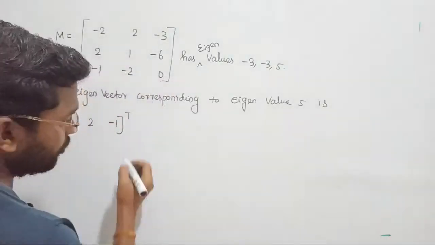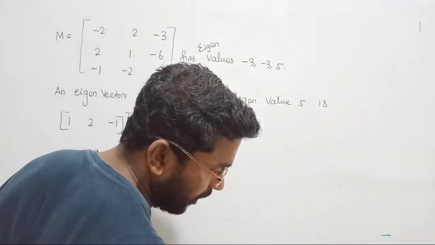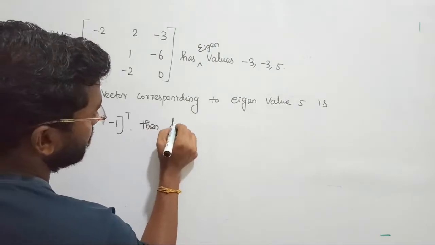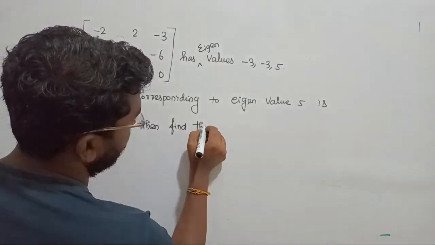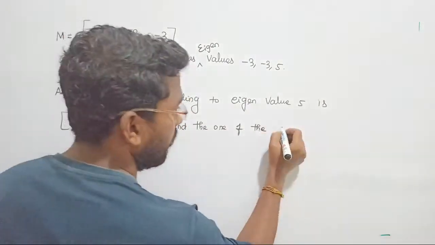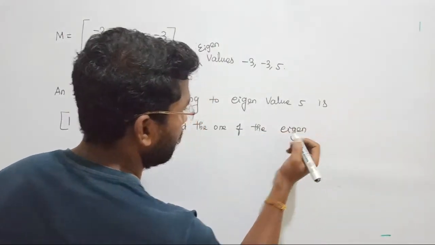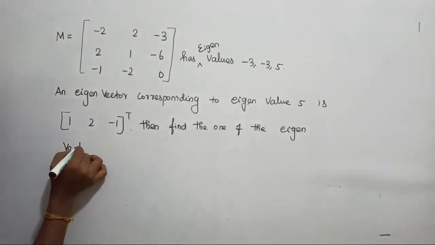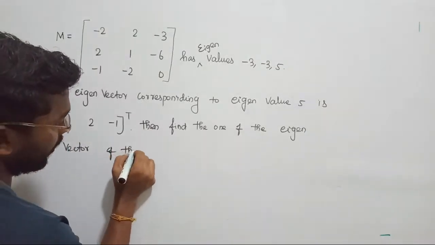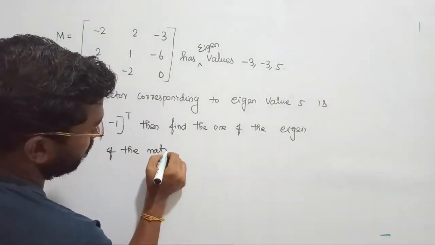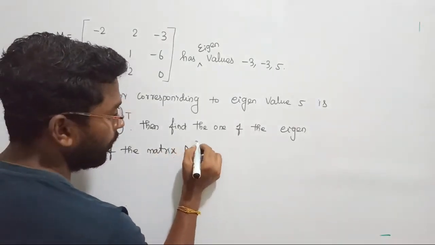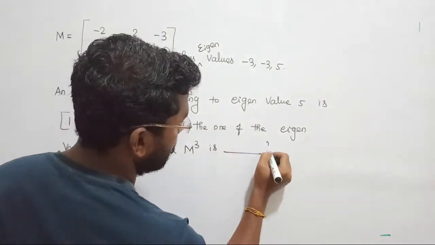Now the question is, find one of the eigenvectors of the matrix M power 3, sorry, M power 3 is dash, right?